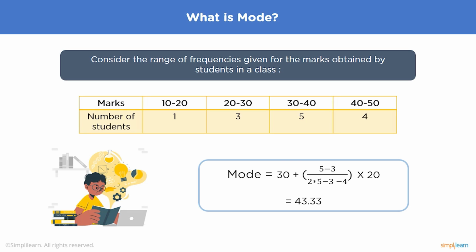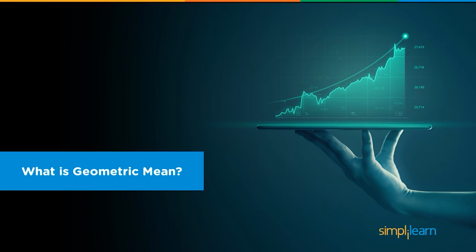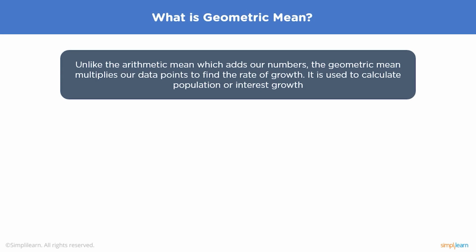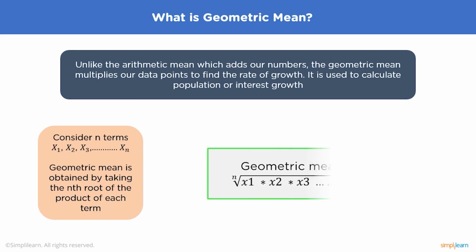43.33 is the marks here and not the number of students. Next, let's answer the question, what is geometric mean? Unlike the arithmetic mean in which we add our numbers, the geometric mean multiplies our data points to find the rate of growth. It is used to calculate population or interest growth.